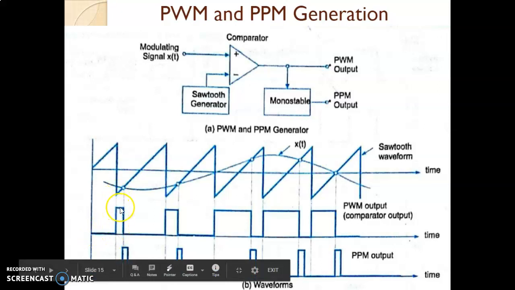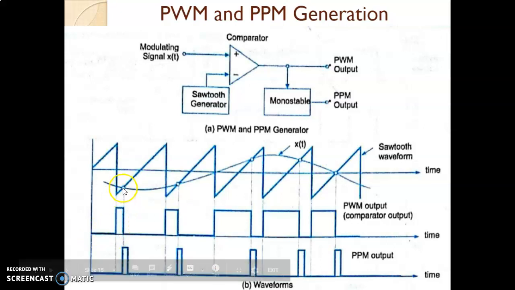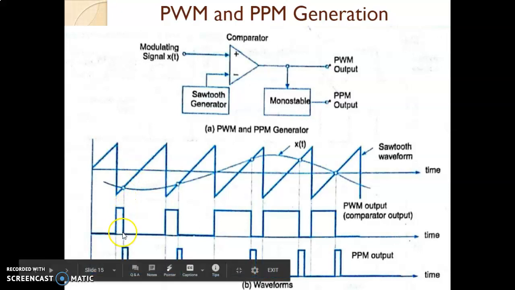So you can see at this particular point, the output is becoming from low to high. Till what point it will remain high? Till the modulating signal amplitude is lower than the sawtooth signal. So at this particular point, what happens? Sawtooth signal crosses the modulating signal. Modulating signal is still negative, but sawtooth goes positive, and that is why you get output low. It will remain low.